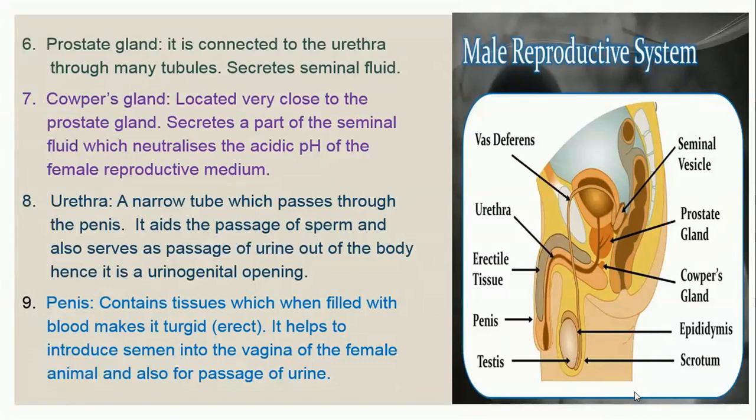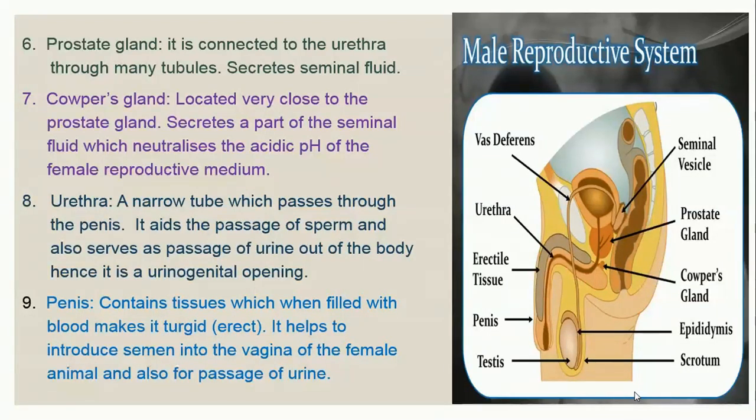Number 8, we have the urethra. Urethra is a narrow tube which passes through the penis. It aids the passage of sperm cell and also serves as passage of urine out of the body of male. Hence, it's a urinogenital opening. The meaning of urinogenital opening is that it's an organ that can allow both the sperm cell and the urine to pass through. Alright. Number 9 is the penis.